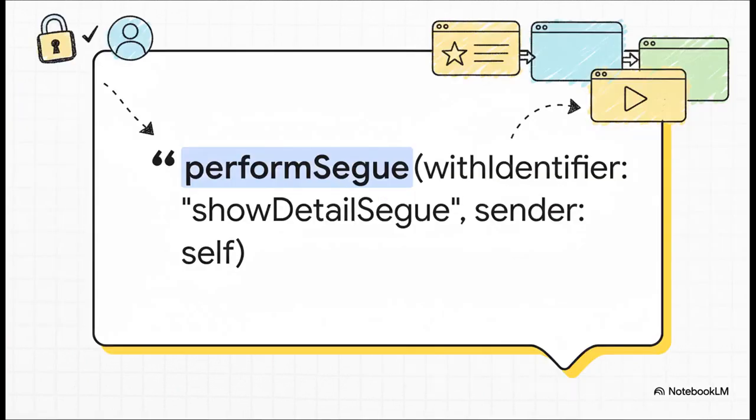But what if you only want to navigate if, say, the user is logged in? That's where you do it programmatically. First, you give your segue a unique name in the storyboard, kind of like a nickname. Then, back in your code, whenever you're ready, you just call this one line. performSegue with that identifier. This gives you total control over when the navigation actually happens.